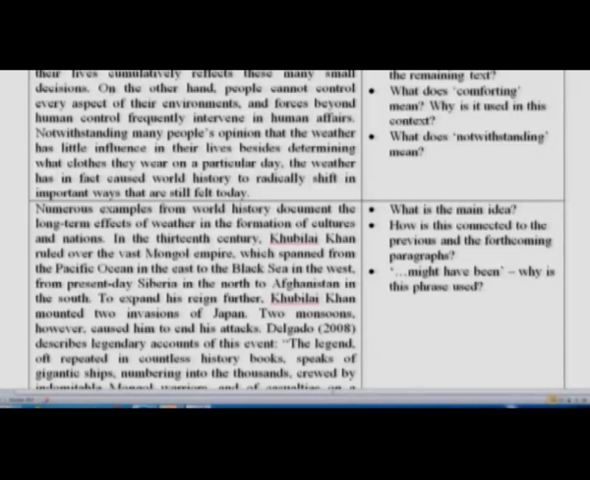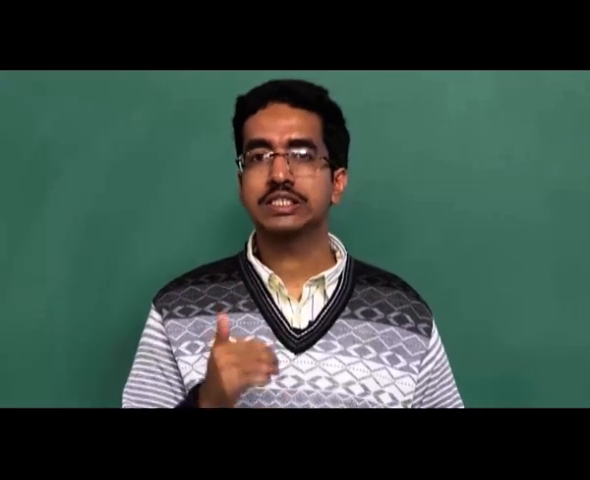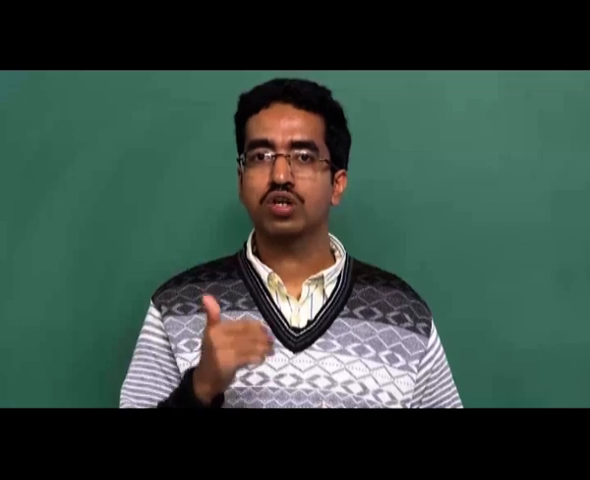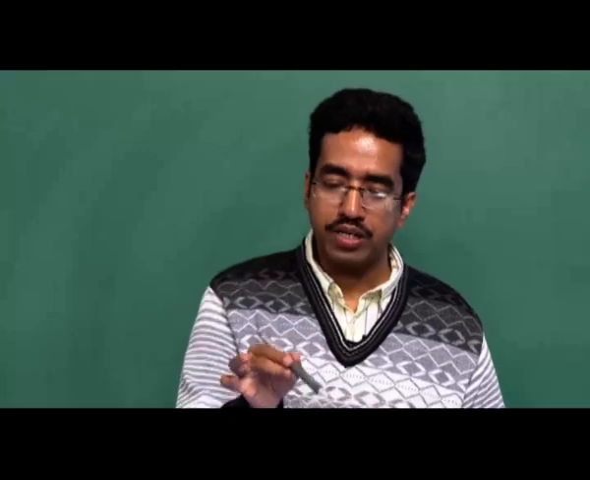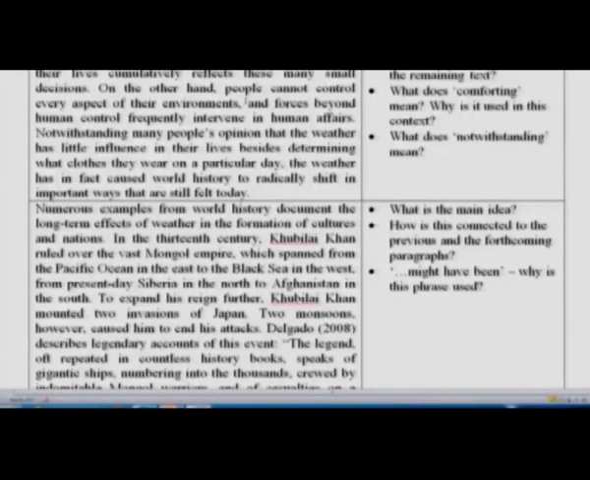Then it moves on and says, on the other hand. This linker is very important, it brings in contrast here. So, what was just discussed is the general feeling, what many people feel, but what is going to come next? People cannot control every aspect of their environments. So, this is the statement. Forces beyond human control frequently intervene in human affairs. So, not just human decisions, there are things which human beings have no control over, and these things can also influence our lives.